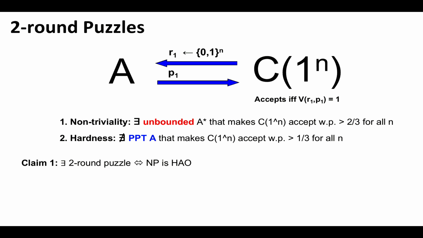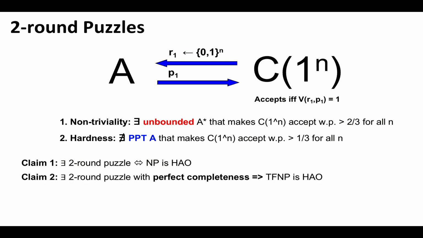So combining this observation, we have that 2-round puzzles are exactly equivalent to the existence of a hard-on-average language in NP. And by the same argument, the existence of a 2-round puzzle with perfect completeness implies a hard-on-average language in TFNP. Because what does perfect completeness say? No matter what x you send here, there exists a way to get the verifier to answer yes. So in particular, for every R, there exists a P1, a witness. Therefore, a 2-round puzzle with perfect completeness gives me, in fact, a hard-on-average language in TFNP.